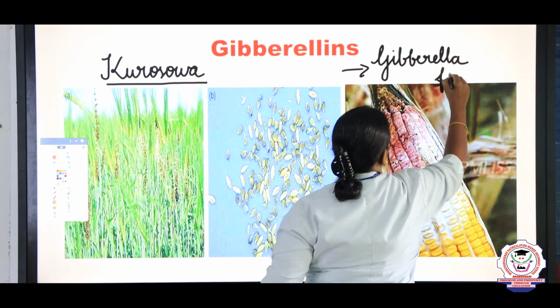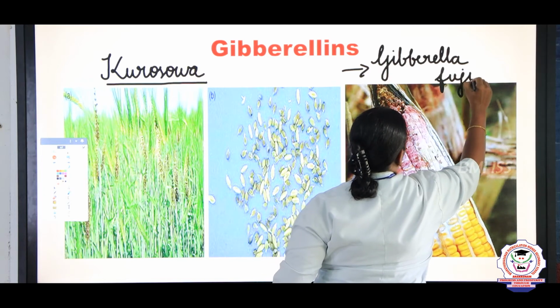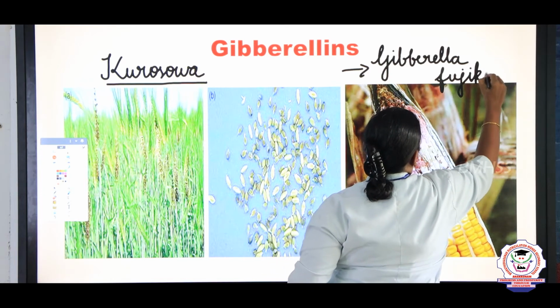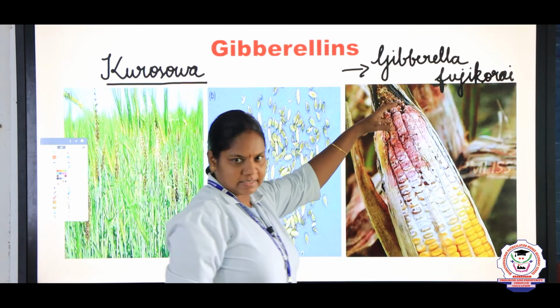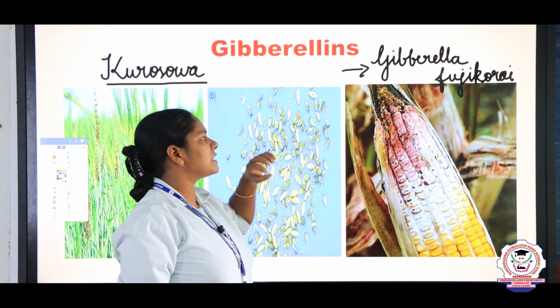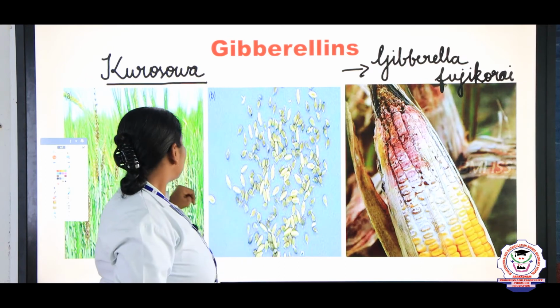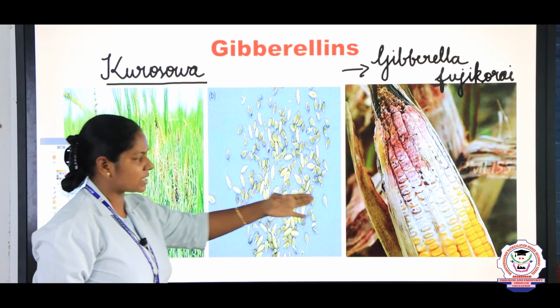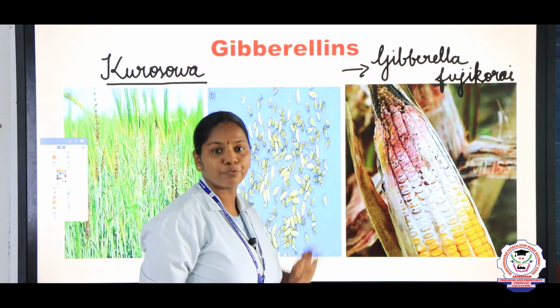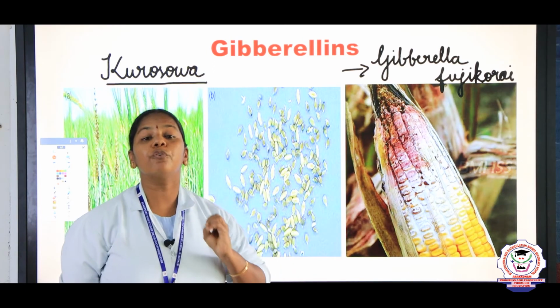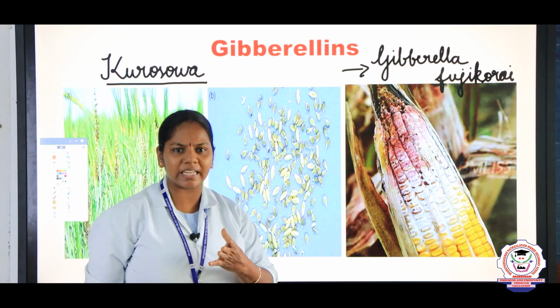Gibberella fujikuroi. So this is a fungus, right? And this fungus was found in the rice plant. Just see this, students, this corn is affected by this fungus Gibberella fujikuroi. It causes foolish seedling. What do you mean by foolish seedling?